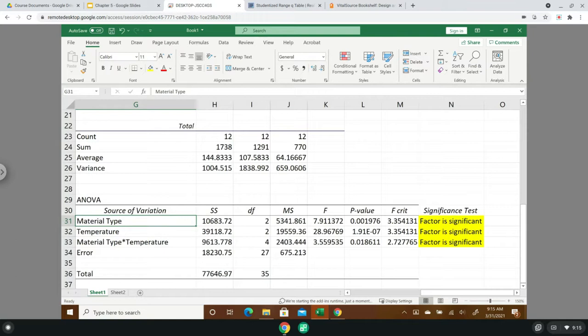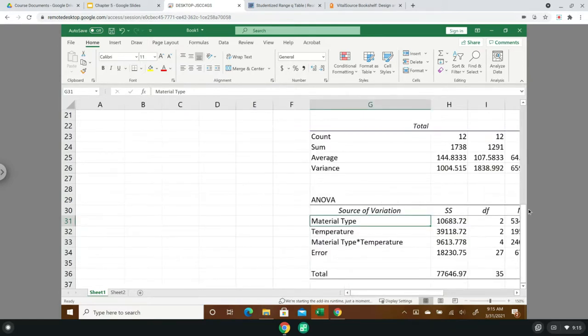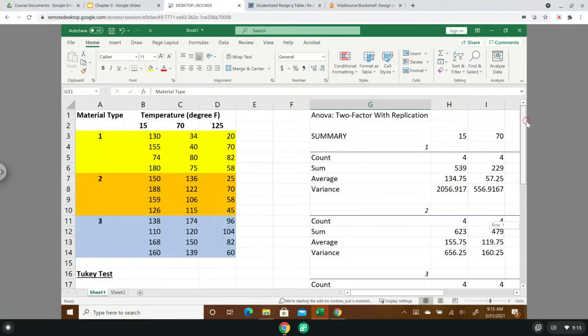So one way to stop the interaction effect from interfering with our Tukey test for material type is to conduct the test at a specific temperature level. For example, 70 degrees Fahrenheit, right? So that way, by keeping the second factor fixed, in this case 70 degrees Fahrenheit, we can stop the interaction effect interfering with the Tukey test for the material type. So I hope you understood what I'm trying to say here. So we're going to perform the Tukey test at a specific temperature level, 70 degrees Fahrenheit.